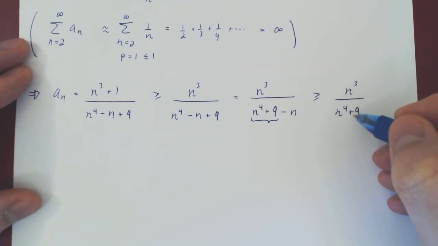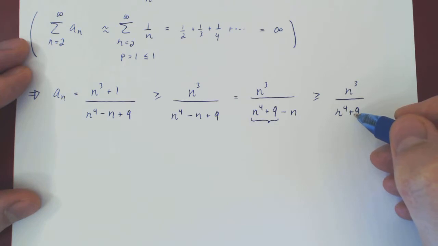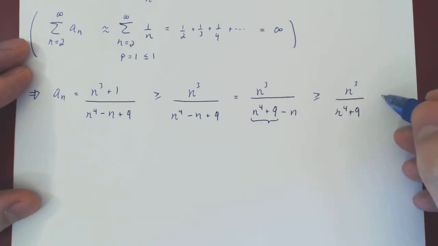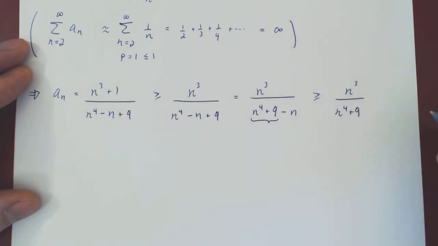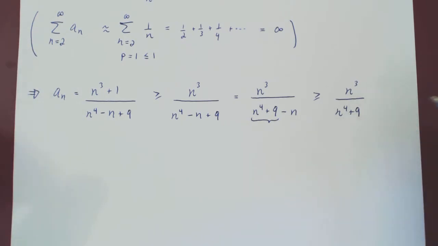If you want to drop the 9, think about what happens. If you drop the 9, then you make your denominator smaller. But if you divide by something smaller, it will become bigger. So here you'll have the inequality in the wrong direction, and this will completely destroy your argument. So the question is then, if we cannot drop the 9, what do we do with it?